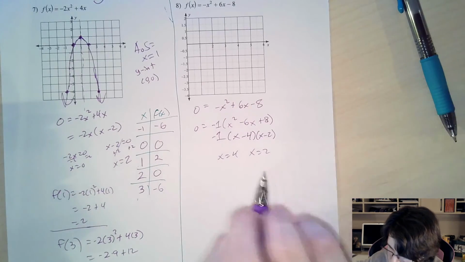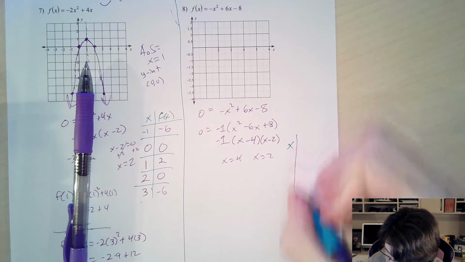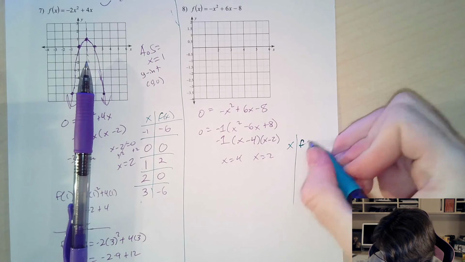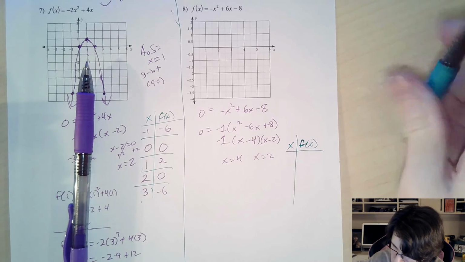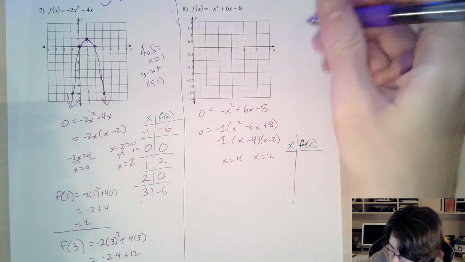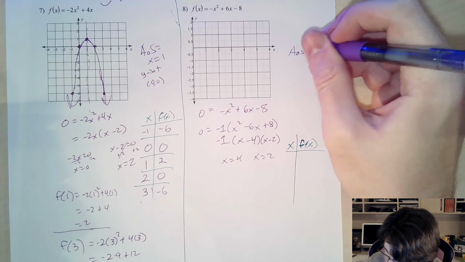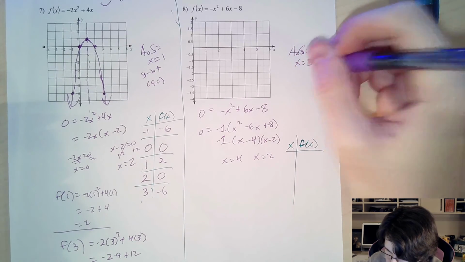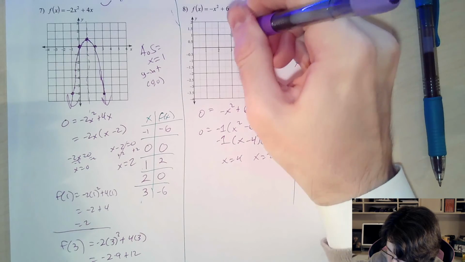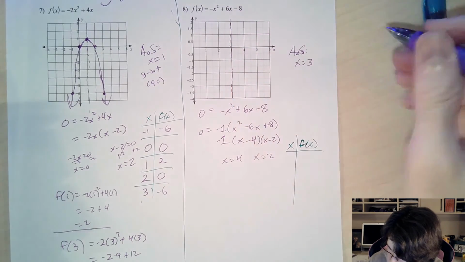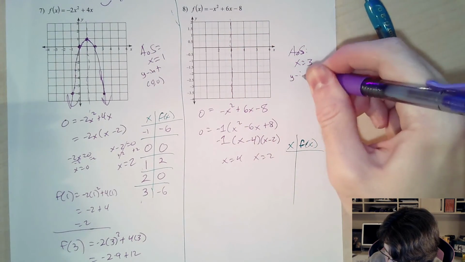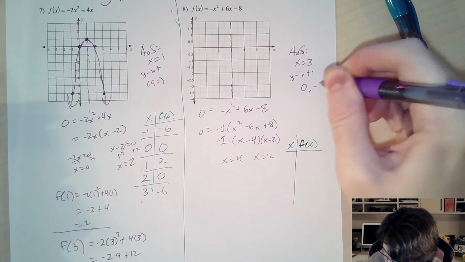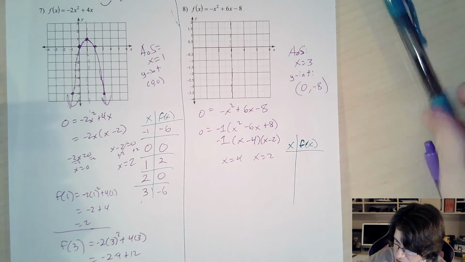So again, smack dab in the middle of those two, I don't need to show the work, the middle of 4 and 2 is 3. So that means that's our axis of symmetry. So we have our AOS at x is equal to 3. We have our y-intercept at 0, negative 8, which is going to be off the graph.